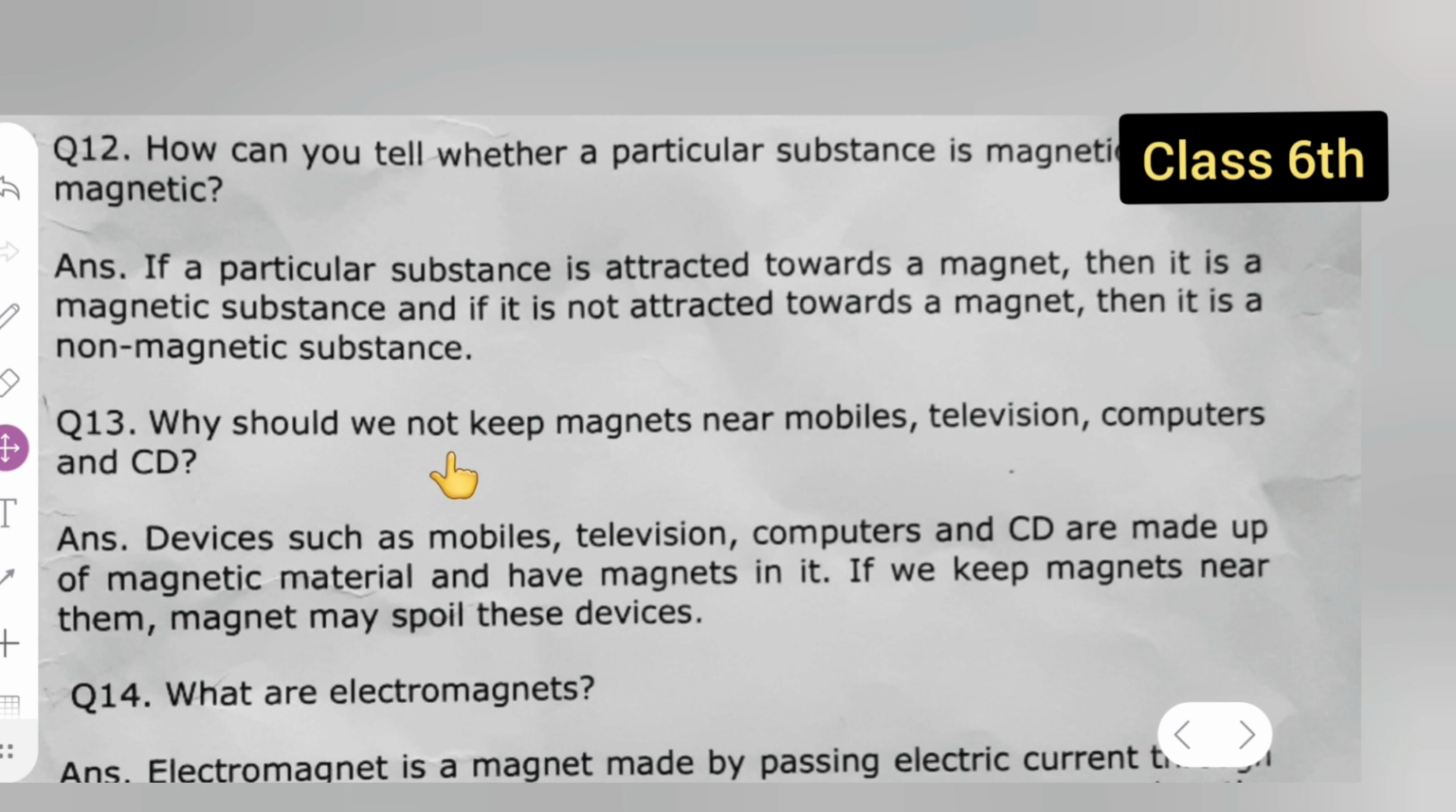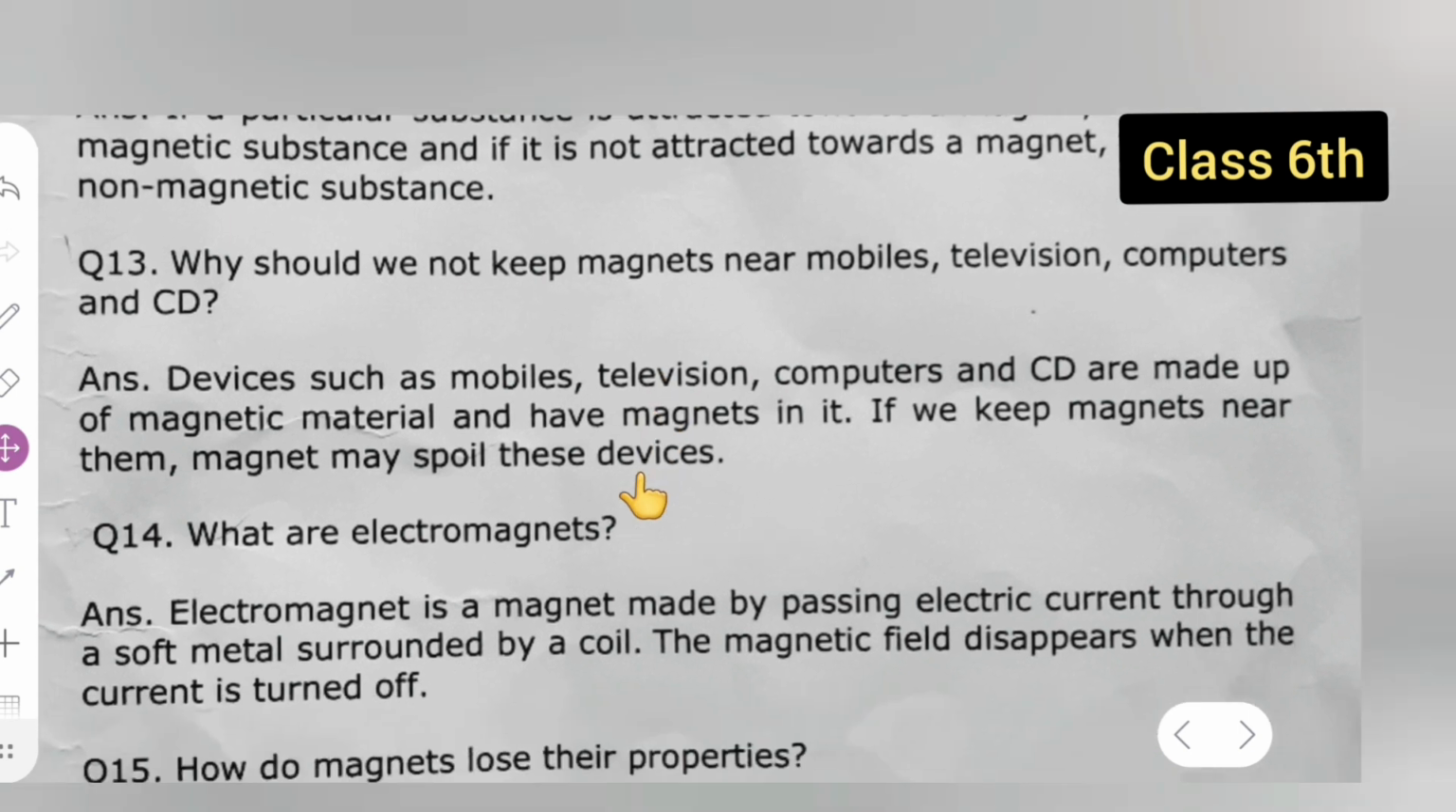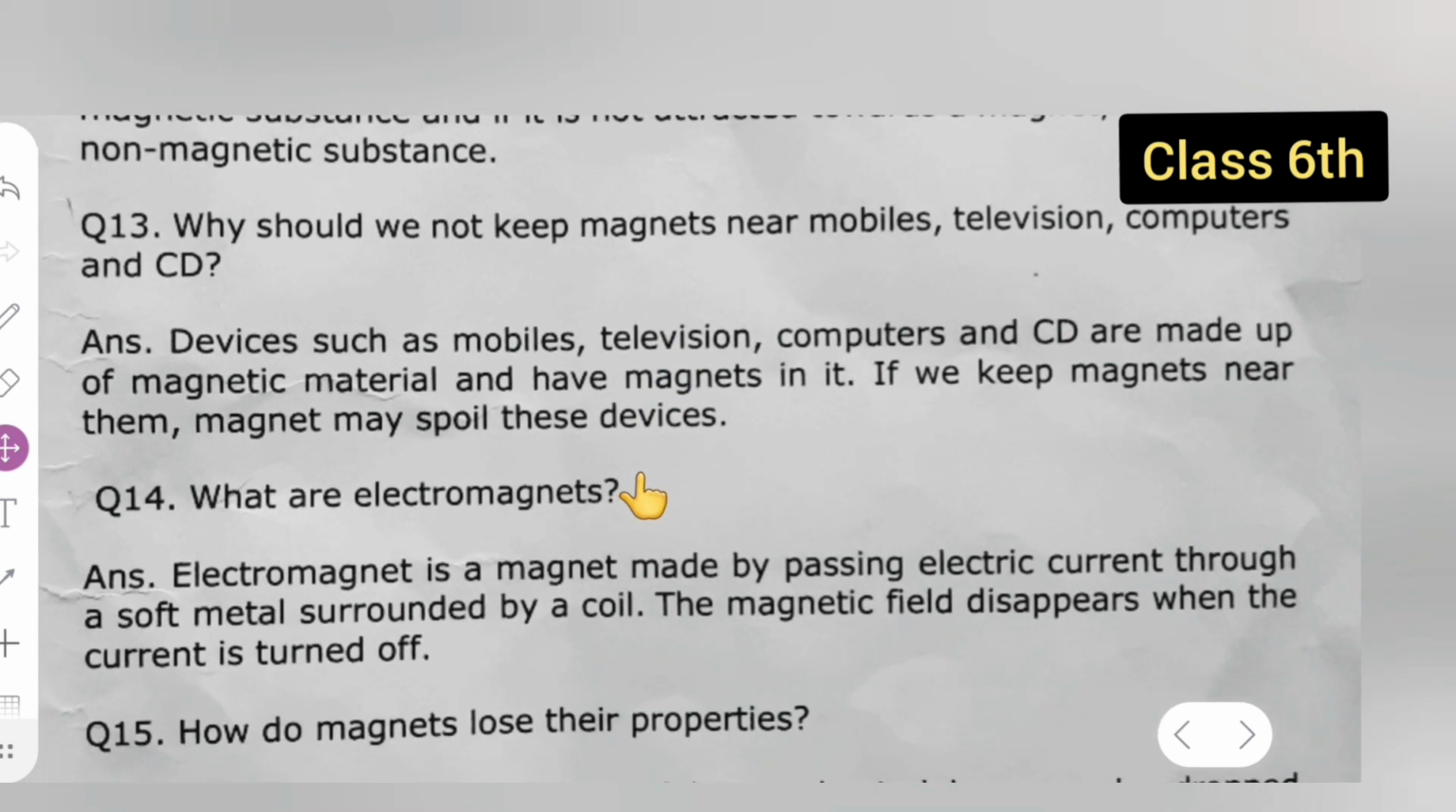Why should we not keep magnets near mobile phones, televisions, computers and CDs? Devices such as mobile phones, televisions, computers and CDs are made of magnetic material and have magnets in them. So if we keep magnets near them, the magnets may spoil these devices. That's why we shouldn't keep magnets near them. This you all have to remember.